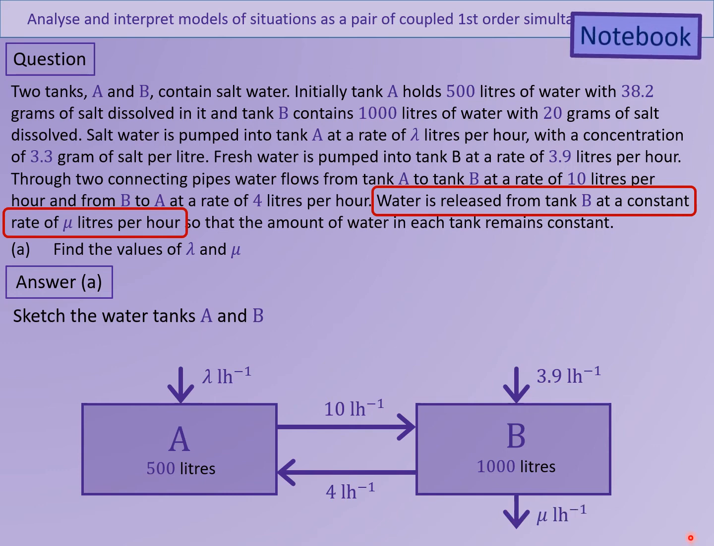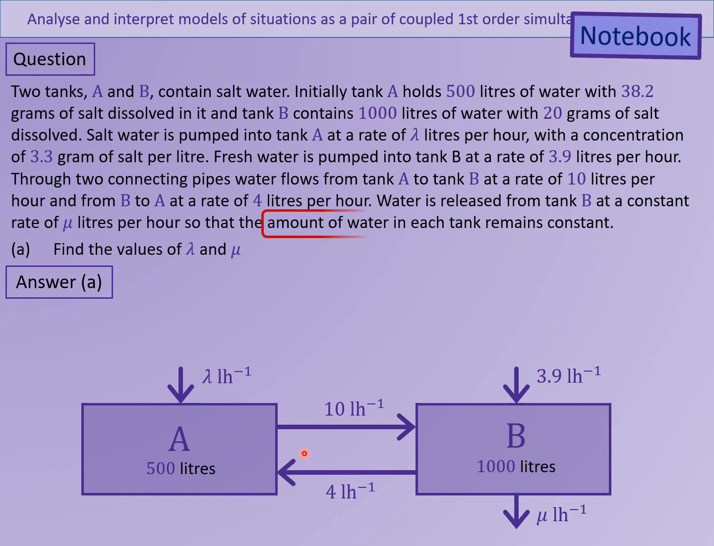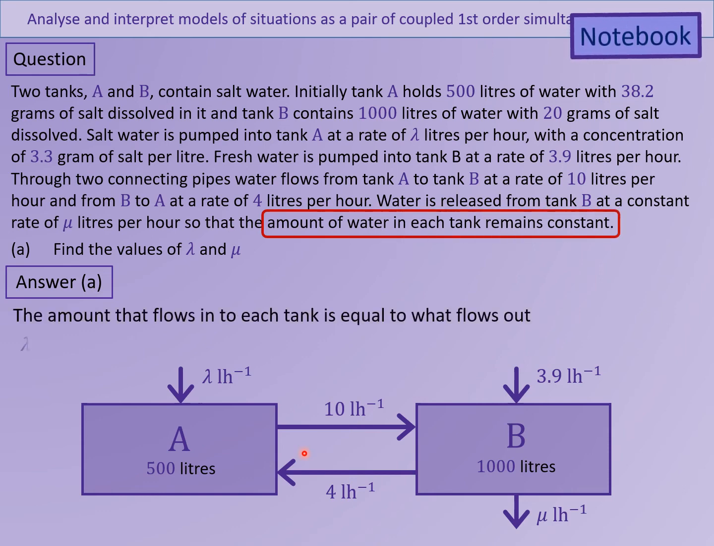So I think we're in a position now to start thinking, what is our mu value of litres per hour and what is our lambda value? If I look at my lambda value, I know that 4 flows in there, lambda flows in there, but 10 flows out. So the only logical answer for lambda in this case is that lambda plus the 4 must equal the 10 flowing out. So what does that mean then? Well, I would say that lambda equals 6 litres per hour.